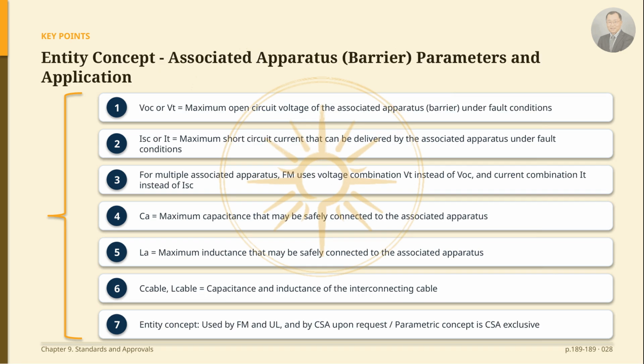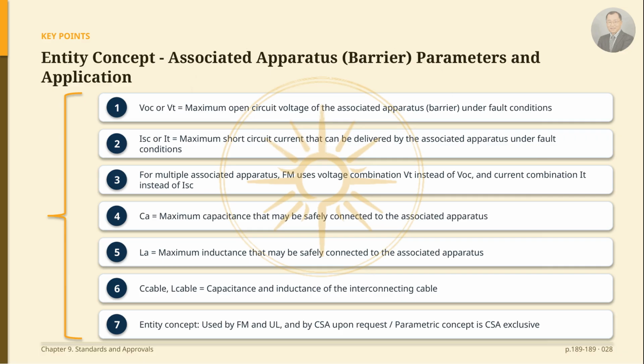Now, let's look at the parameters for the associated apparatus, or the barrier. Voc or Vt is the maximum open circuit voltage that the associated apparatus, the barrier, can have under fault conditions. When using multiple associated apparatus, FM uses the voltage combination value, Vt, instead of Voc. Isc is the maximum short circuit current that the associated apparatus can deliver under fault conditions. And for multiple associated apparatus, FM uses the current combination value, It, instead of Isc.